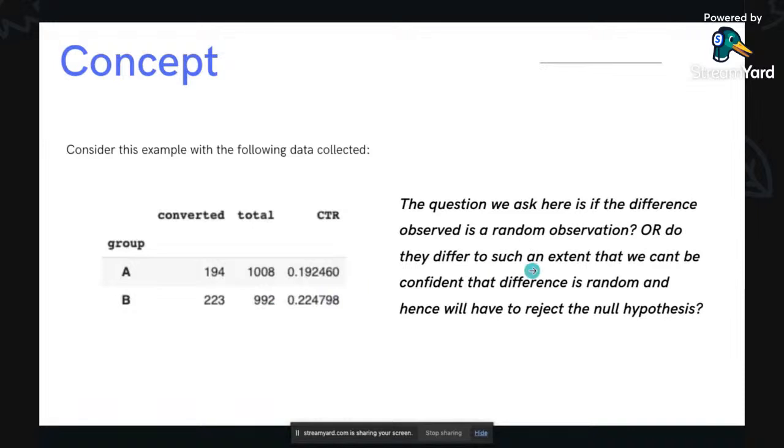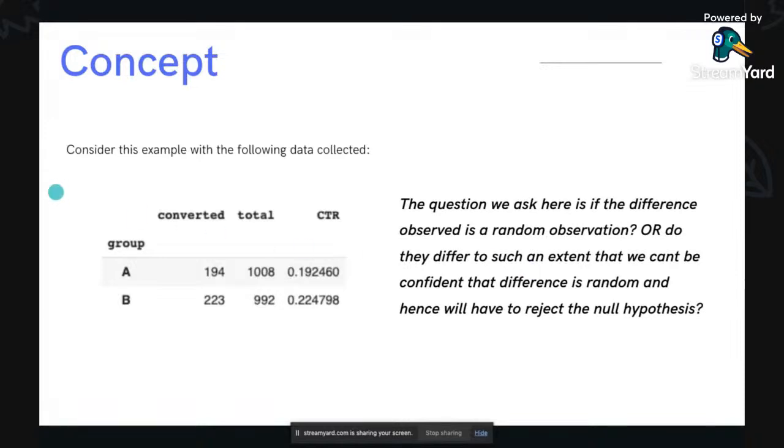So yeah, the question we ask here is basically whether the difference observed is a random observation, or whether they differ to such an extent that we can't be confident that the difference is random, and hence we will have to reject the null hypothesis.